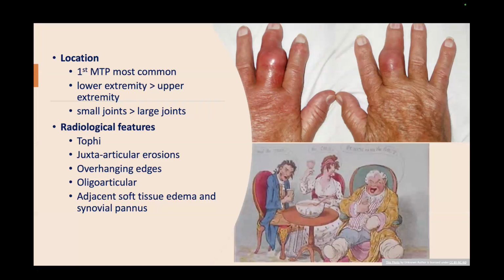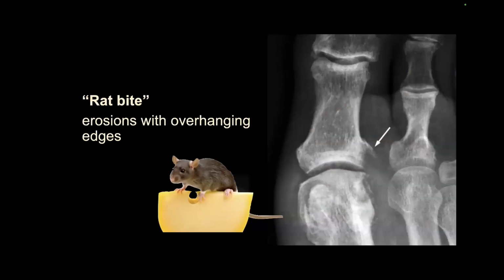Clinically, you get swollen fingers, bulky and lobulated from the tophaceous changes, and it's typically seen in small joints. The first MTP joint of the great toe is the most commonly affected joint, but we see it frequently in the hands as well. Again, the classic radiological features are the changes of tophi. These tophi eventually form at juxta-articular areas and can progressively lead to erosions of the bone, giving you overhanging edges. With all the inflammation, you can also get quite a lot of soft tissue edema and pannus.